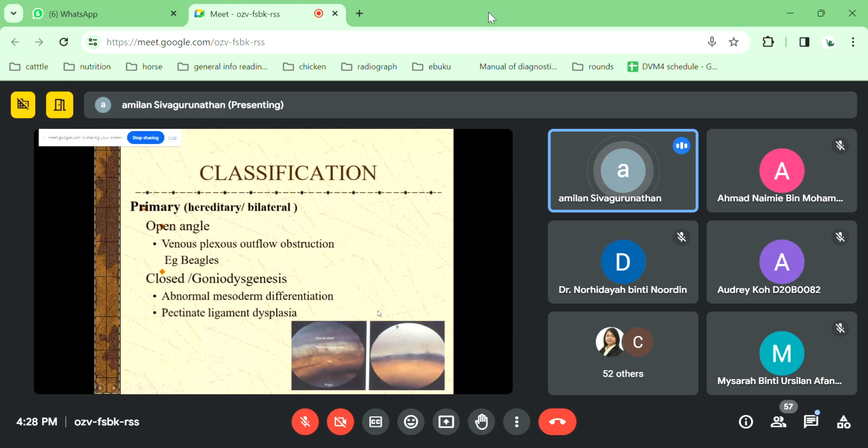We also quantify the percentage of exposure. So we grade it like a clock, 10% to 100%, to monitor the progress of it. And in closed angle, we have a term that we call goniodysgenesis, and there are types of goniodysgenesis.